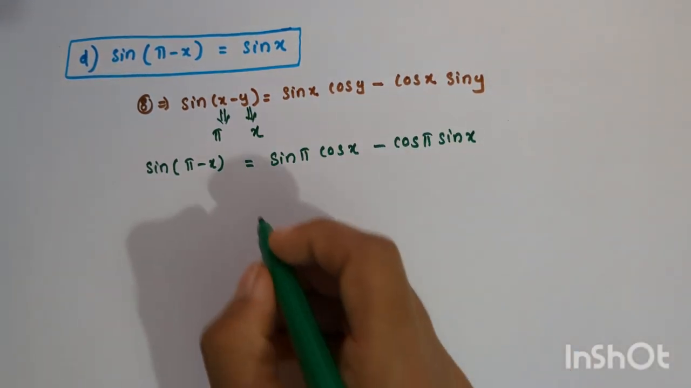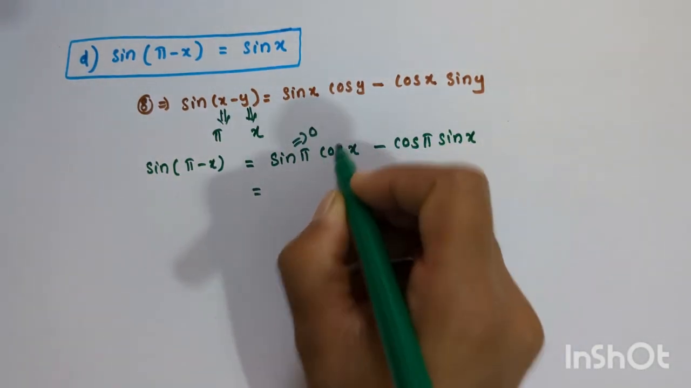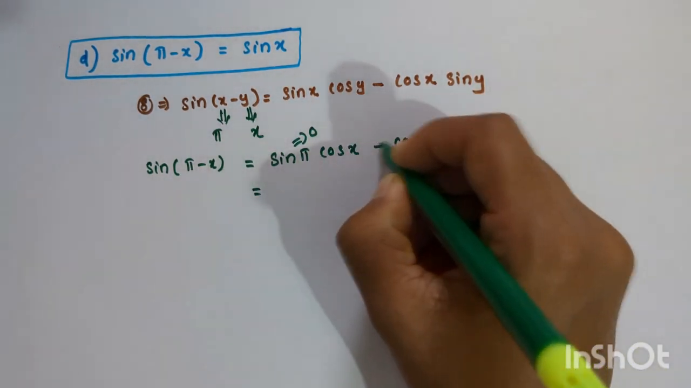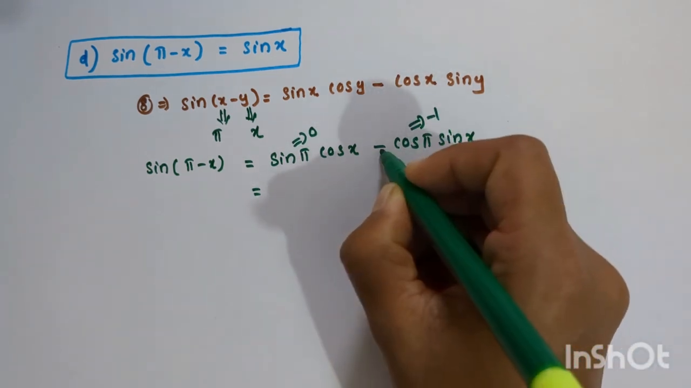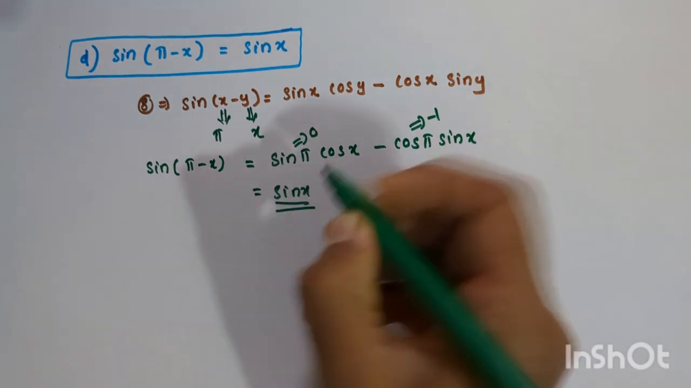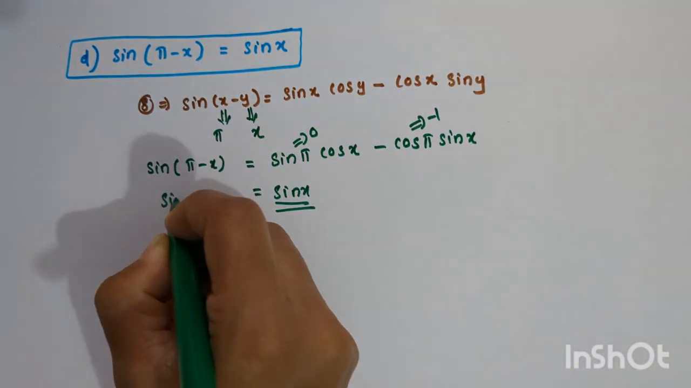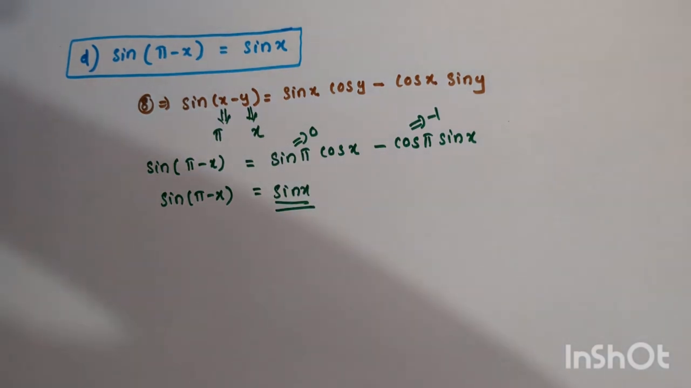Okay, so this will become sin pi is actually 0, 0 into cos x is 0. Then minus cos pi is minus 1. So minus 1 into minus, that is plus 1 into sin x. Okay, so this one is proved. Sin of pi minus x is equal to sin x.